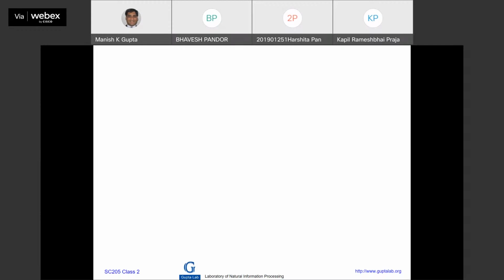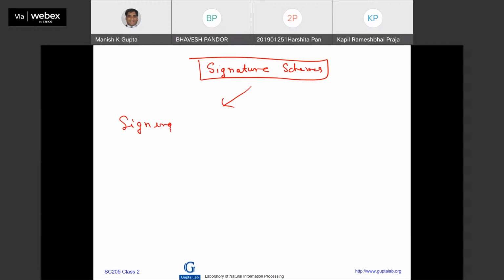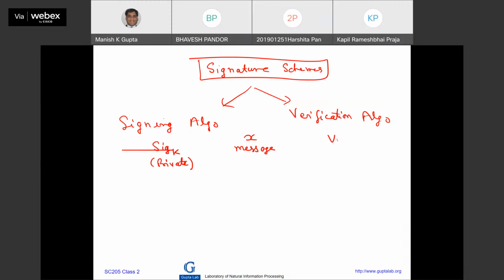Okay, so let me start with digital signatures. Signature schemes have two components: a signing algorithm and a verification algorithm. The signing algorithm I'll denote by SIG. It's a private function, and x is a message. The verification algorithm is VER_K, and this is a public one.